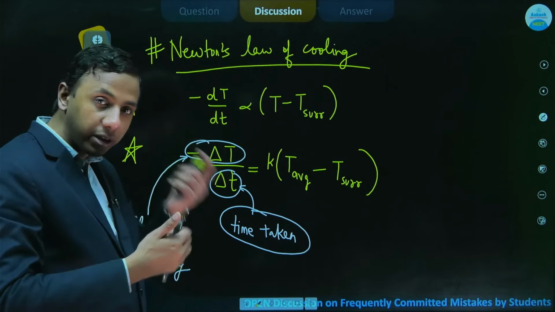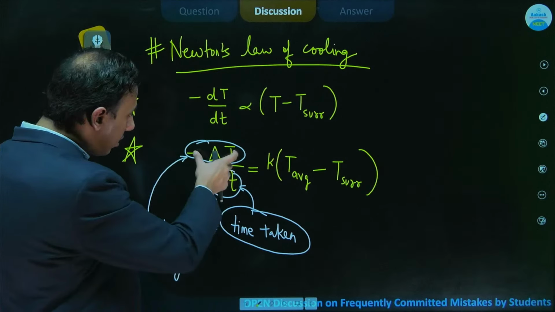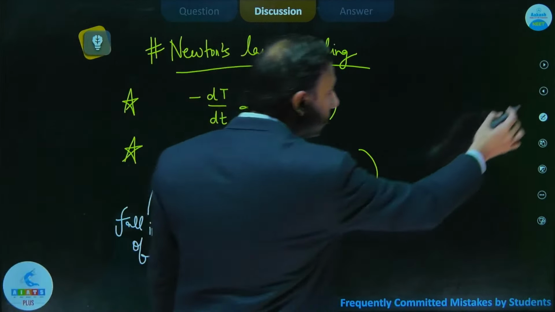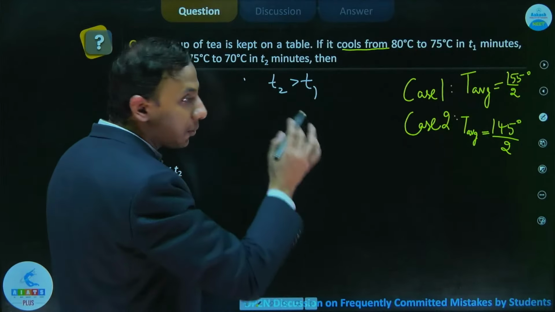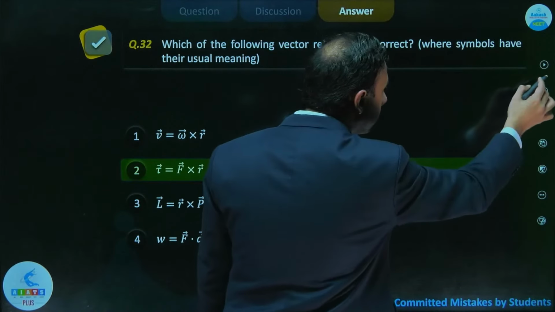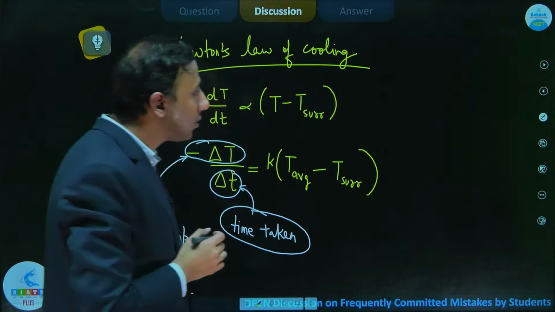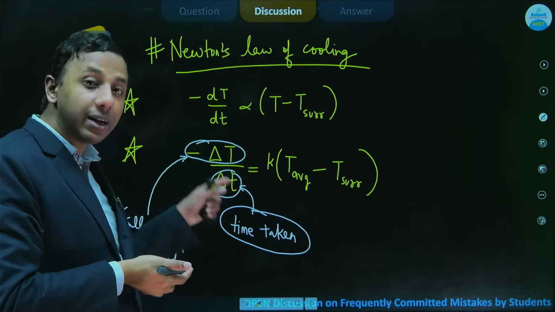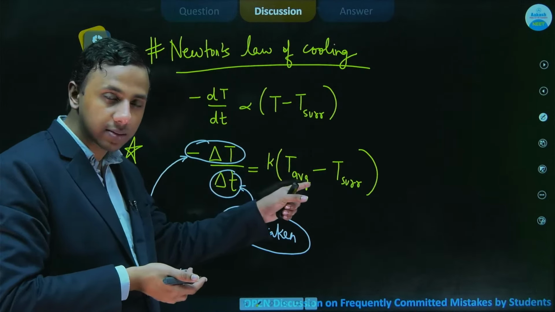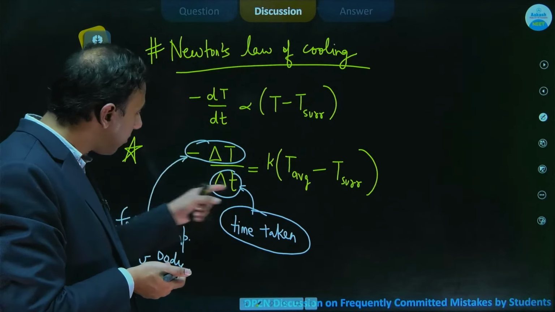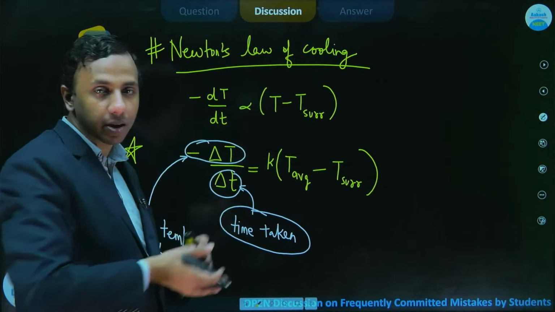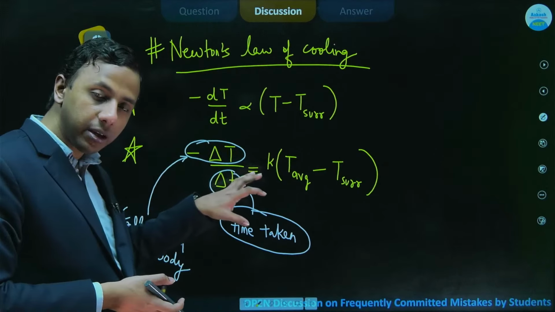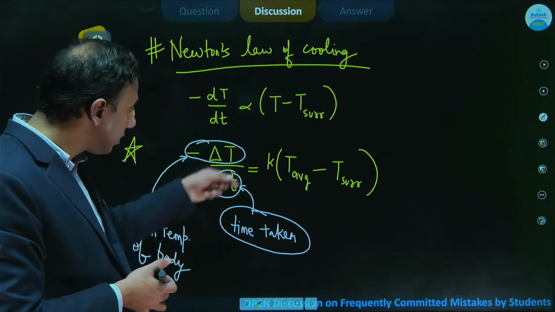Initially, remember, for case 1, the fall in temperature was 5 degree. So 5 degree by the time taken, which was T1 minutes. For case 2, this whole thing has to be even lesser, because the average temperature is less. Therefore, this will be further less when the denominator is higher. If you increase the denominator, the whole thing will decrease.